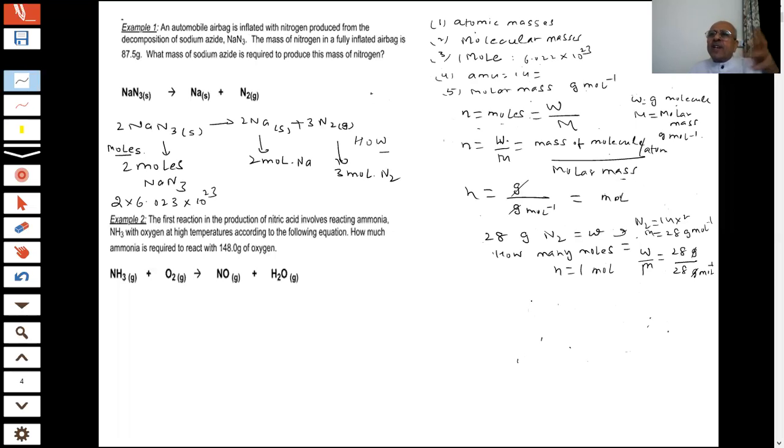Therefore, we can now calculate moles and grams. This is the relationship between mole, mass, and molar mass. Got the relationship?